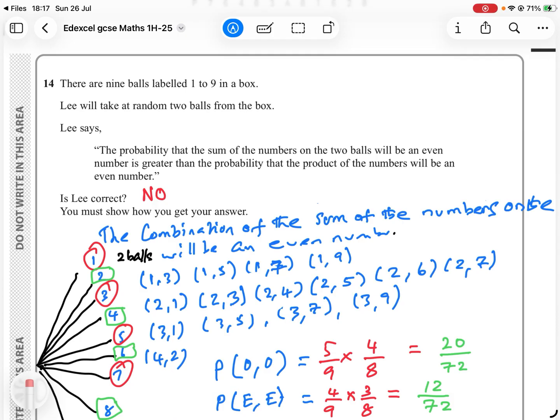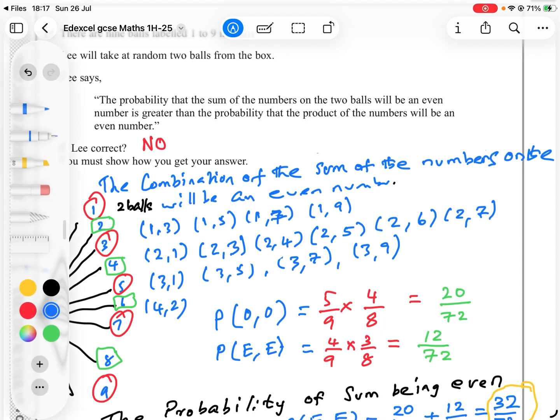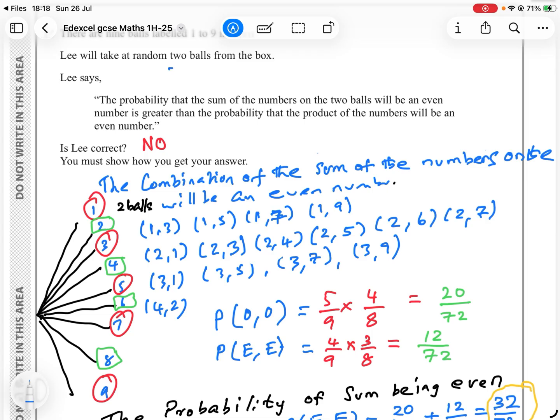Okay. When you take at random 2 balls, for example, if they take first ball number 1, the second ball must be, because they didn't put it back, so the second ball could be 2, 3, 4, 5, 6, 7, 8, 9.